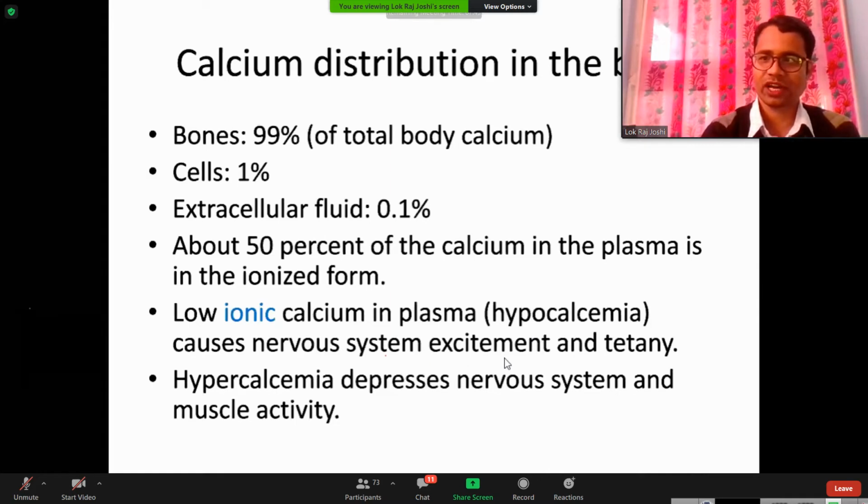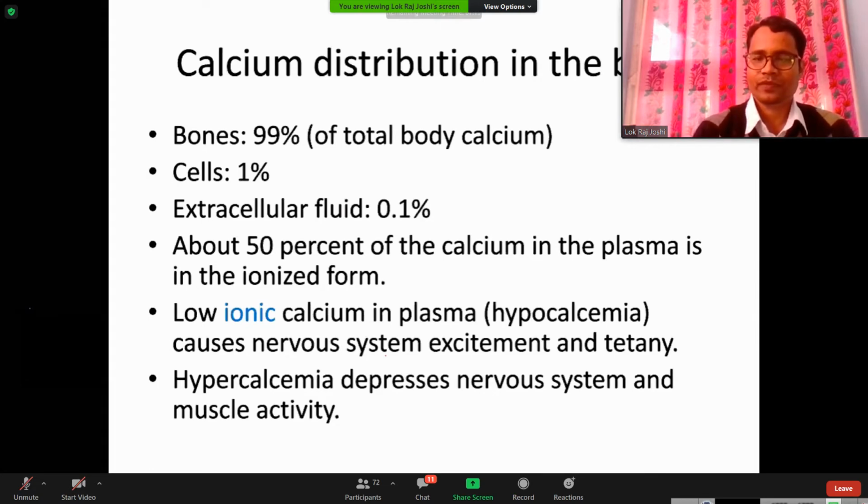Hypocalcemic tetany or carpopedal spasm, that is also. And increased levels of calcium depress nervous system and muscle activity, opposite of hypocalcemia. And these clinical signs will be seen when there is change in plasma calcium level, and mostly the ionized form is important.